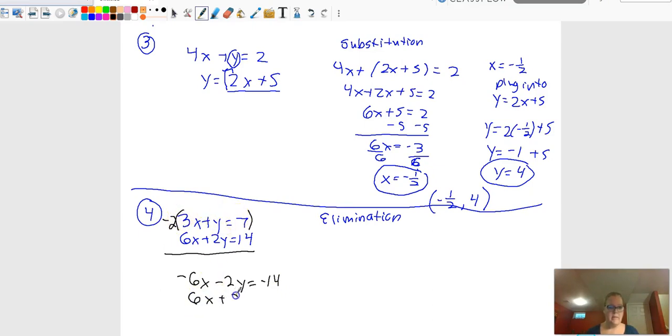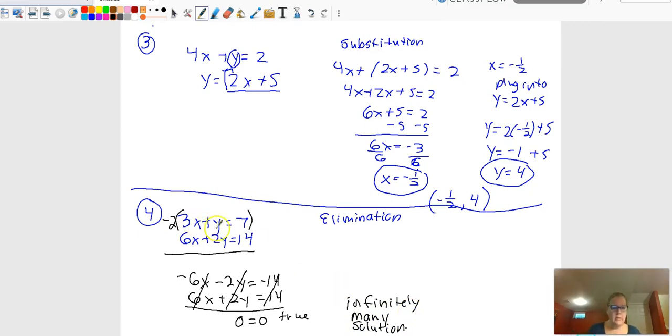And now what I have is a very strange scenario. It's one of our special cases, because when I add these together, this cancels out, and this cancels out, and this cancels out, and I'm left with 0 equals 0. I mentioned at the beginning of this lesson that when you have a special case and your variables cancel out, you look to see, is this a true statement or a false statement? If it's true, then there are infinitely many solutions. That's what you have to say for the solution, because those lines are collinear, one on top of the other. If you took each of these, solved for y, it'd be the exact same equation for both.